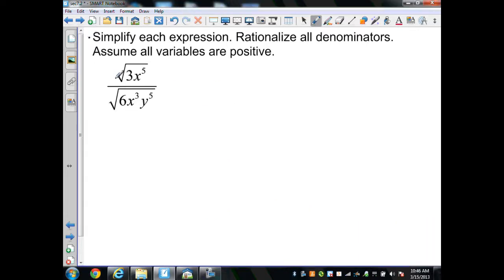Again, we want to simplify each expression. Here I have a quotient, the square root of 3x to the 5th over the square root of 6x cubed y to the 5th. We know from our quotient property of radicals that I could write this under one radical.